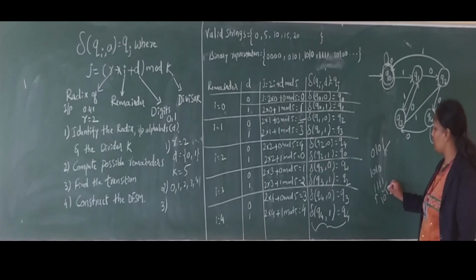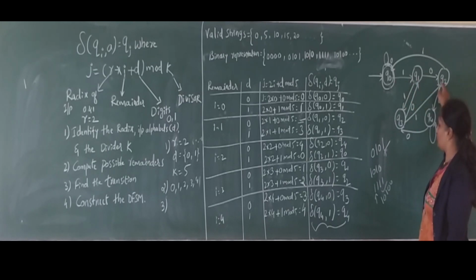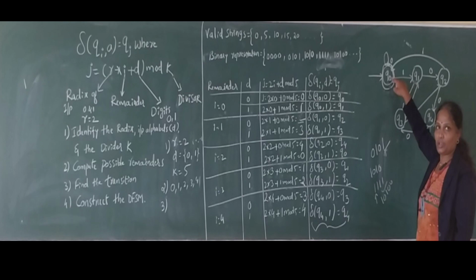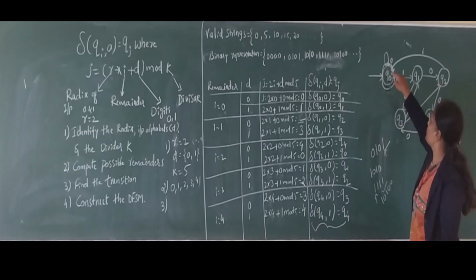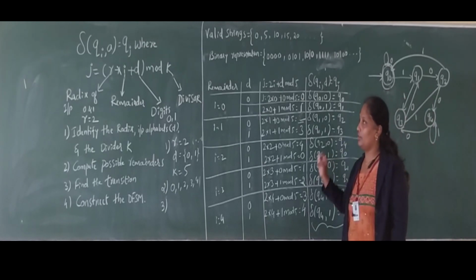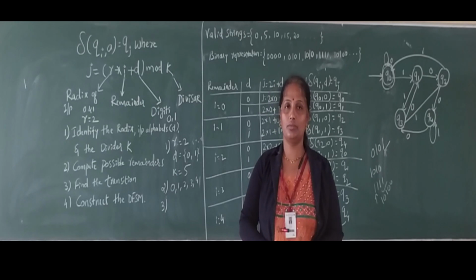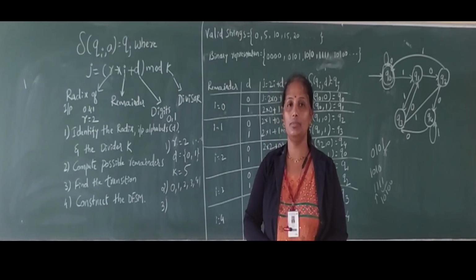Take the next one, 1, 0, 1, 0, 0. 1 means you move from Q0 to Q1, 0 means Q2, 1 means you come back to Q0, and the next zeros you accept here only. So this is the DFSM which accepts 0 modulo 5. I hope you understood this problem. Thank you.